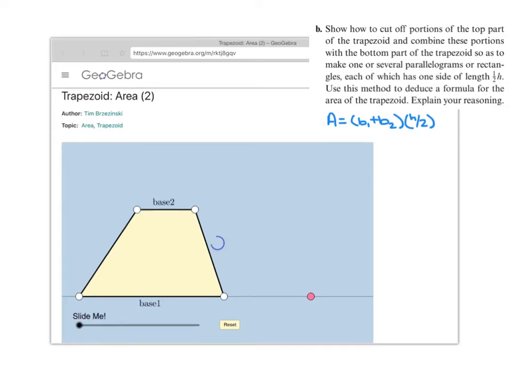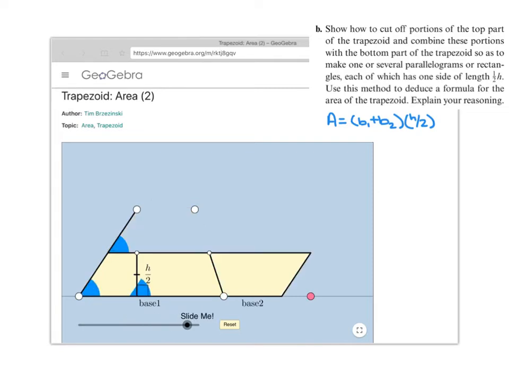Let me reload it. There we go. There's half the height. There's the other half of the height. Cut it over, and then I can move these pieces, and there's 2 ways I can move them. One way is by cutting and flipping that part over, and I get one parallelogram, which is base 1 plus base 2 multiplied by my height divided by 2, and that's what you see right here.